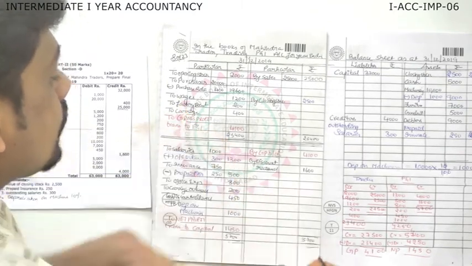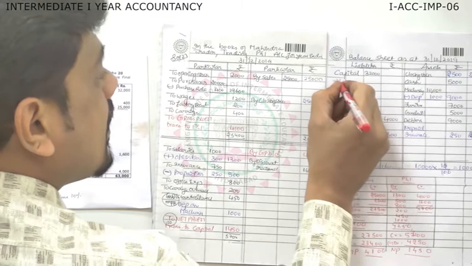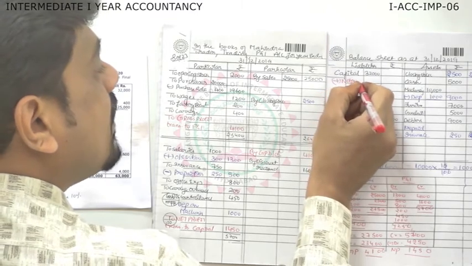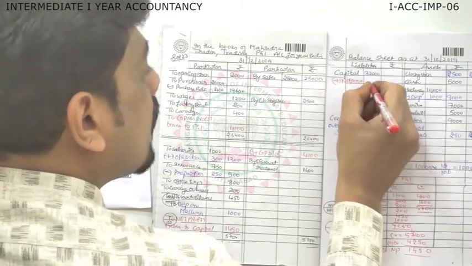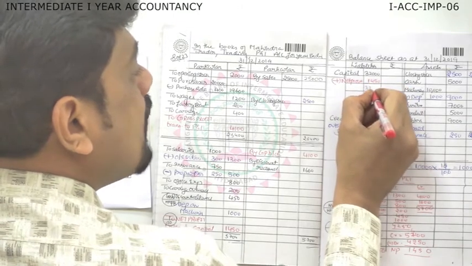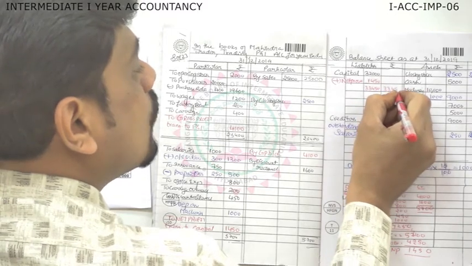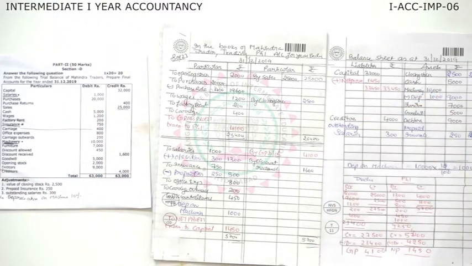5,700. Now what to do with the net profit? This net profit will be taken to capital and added. We'll write here: add net profit 1,450. So if I add, this becomes 33,450. I'll transfer 33,450.